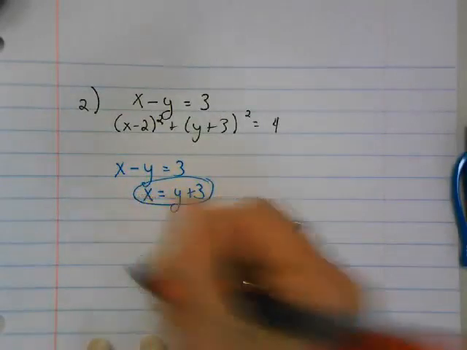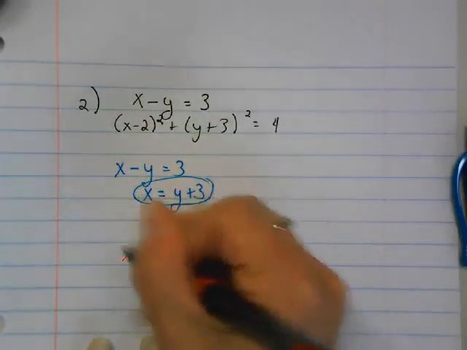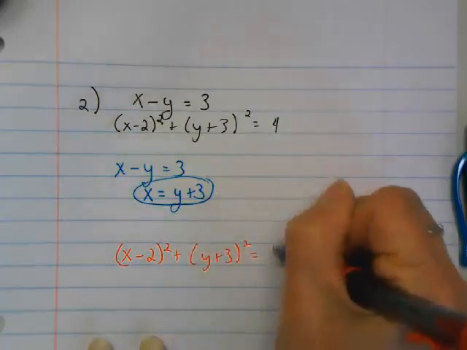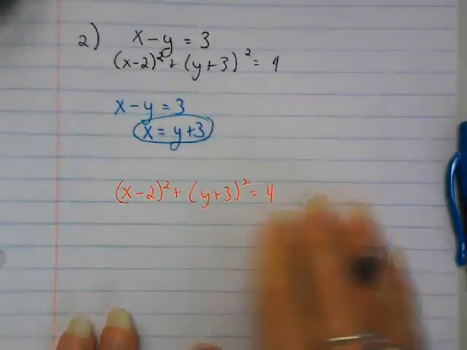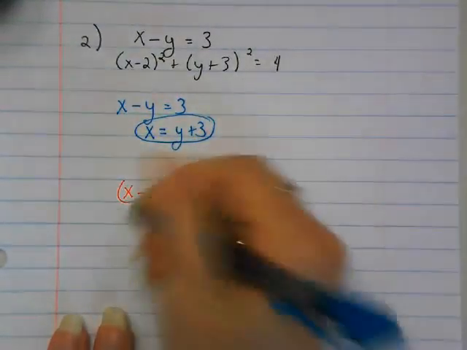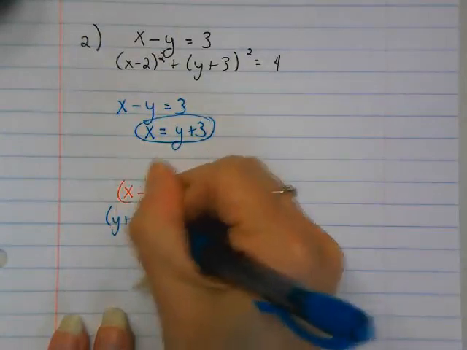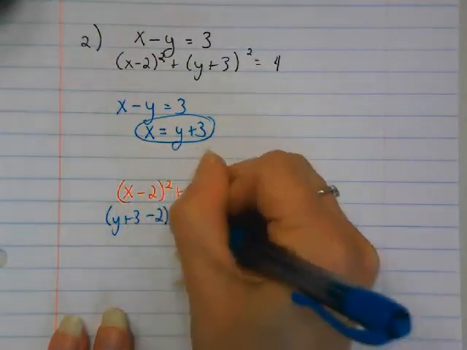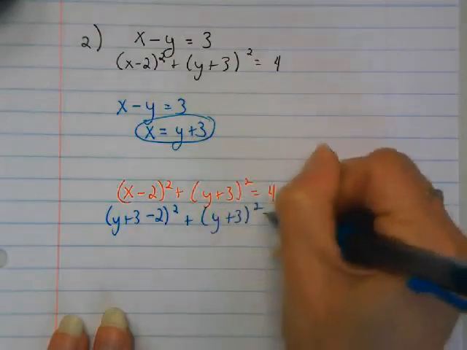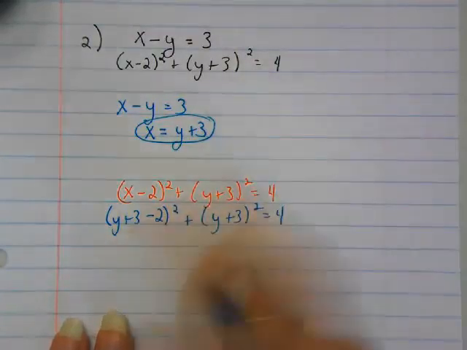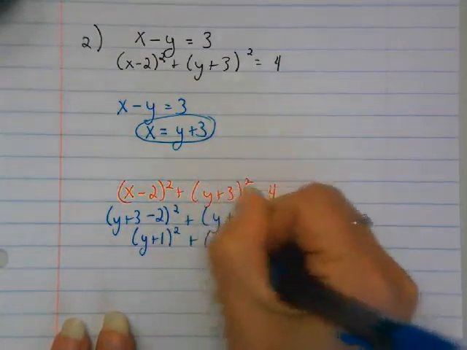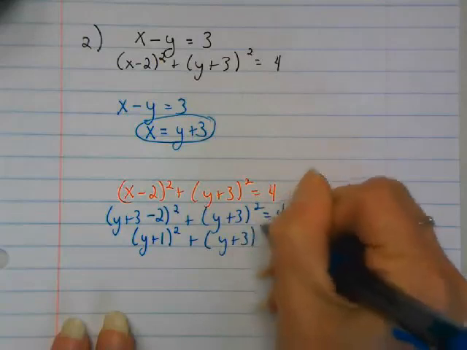So let's go ahead and say that we have (x minus 2) squared plus (y plus 3) squared is equal to 4. And I'm going to take out x, and in its place I'm putting in y plus 3. So I get (y plus 3 minus 2) squared plus (y plus 3) squared equals 4. Now I'm going to clean this up for a minute, and I get (y plus 1) squared plus (y plus 3) squared equals 4.